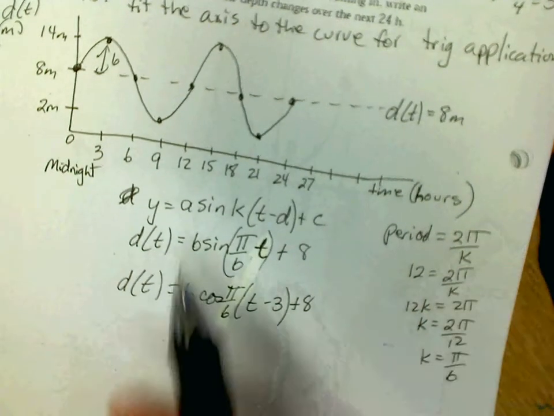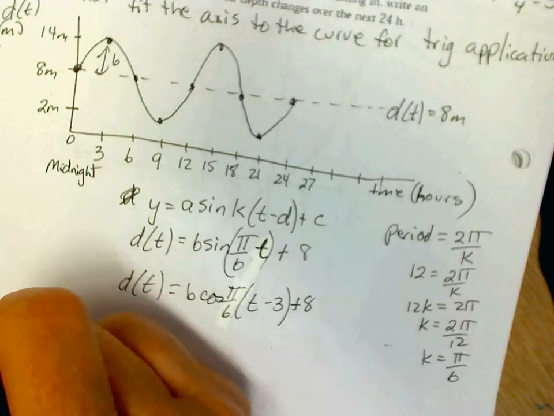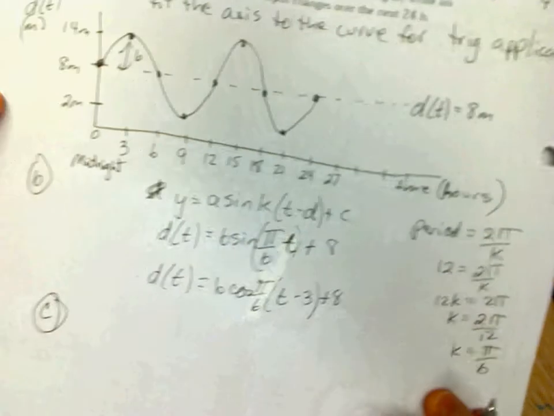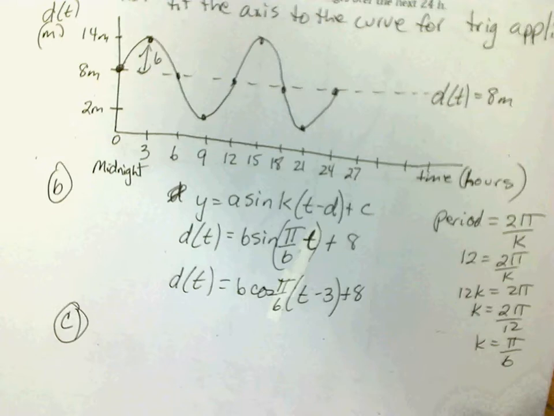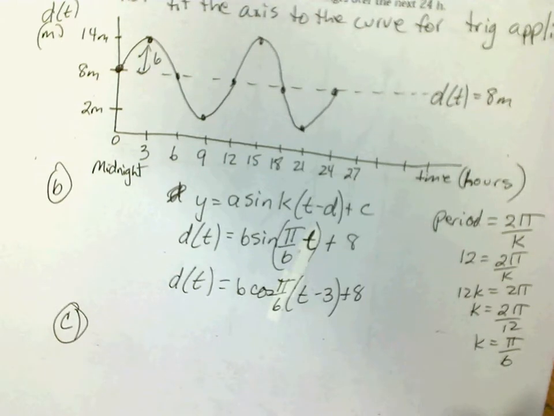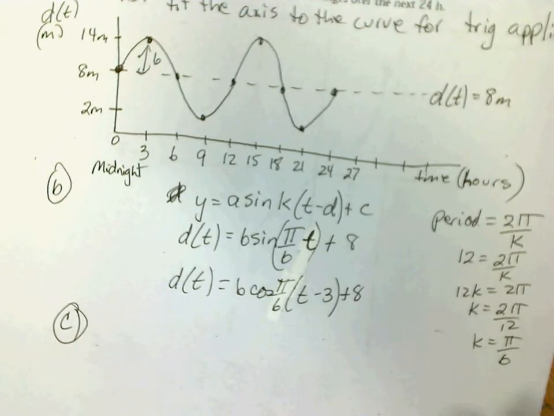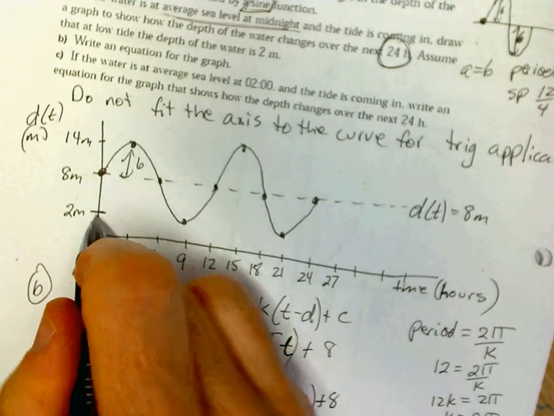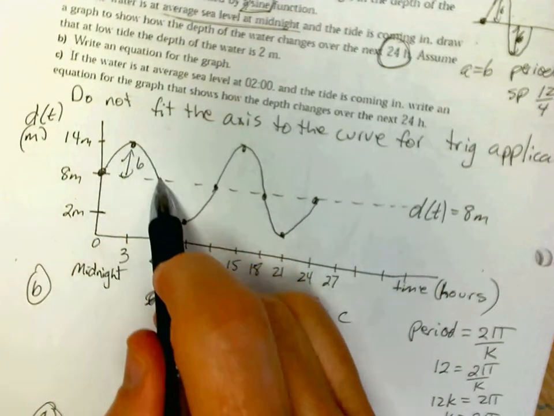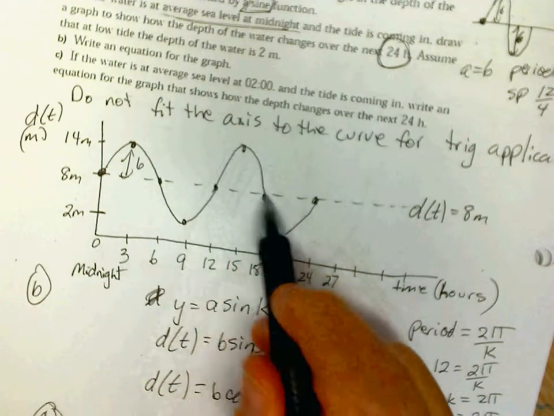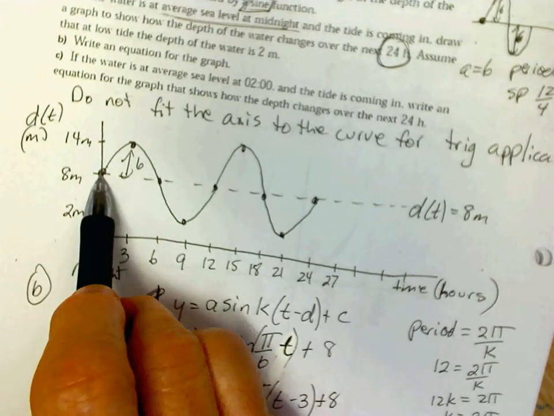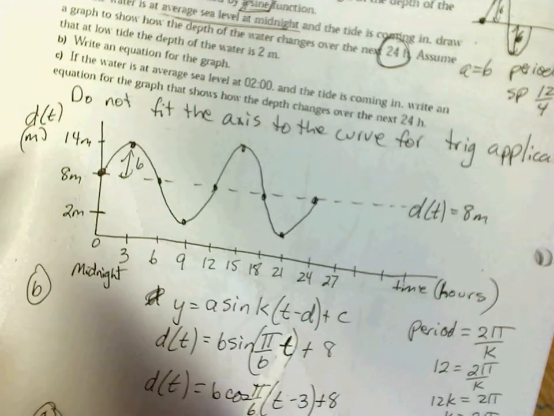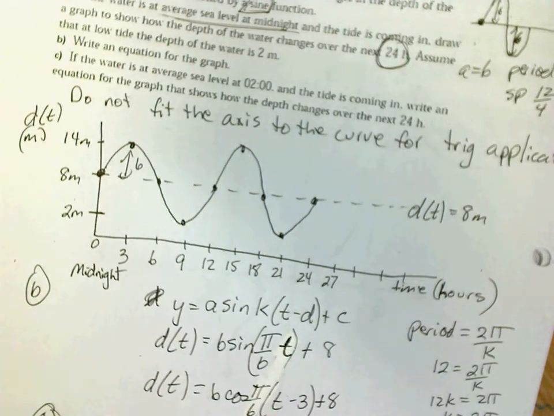That was part B. Let's do part C. Yes? How do you know that the C is equal to 8? We know the low point is 2, and we know this goes up 6 and down 6, so we have to add 6. So there's our equilibrium line, add 6. Was there anything else?